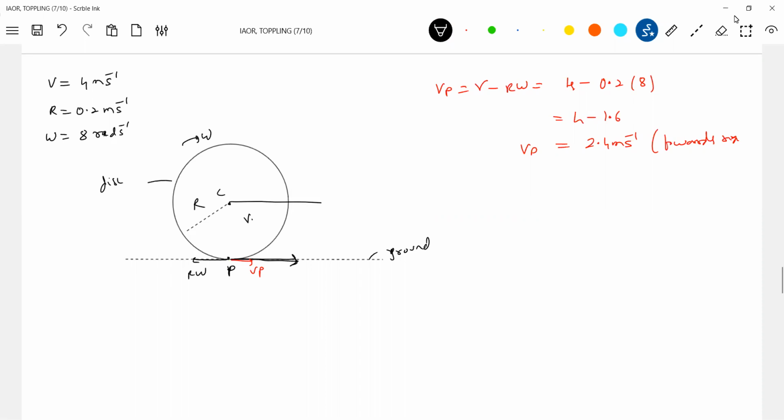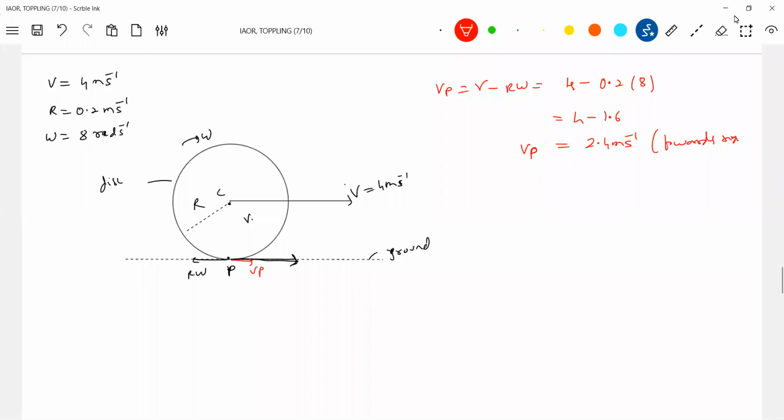So this is having velocity V like this. How much is it? 4 meters per second. What is the velocity of point P? 2.4. Now, can this point P be the instantaneous center? No. When does it become the instantaneous center? When the velocity equals 0, no? So therefore, what is omega?